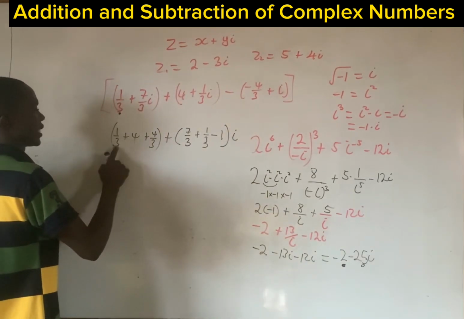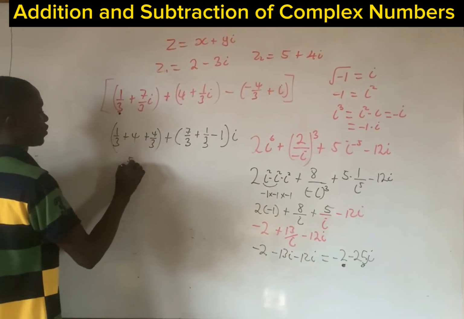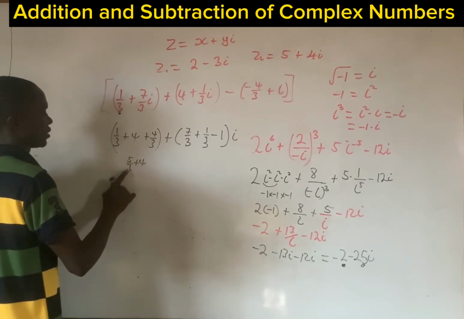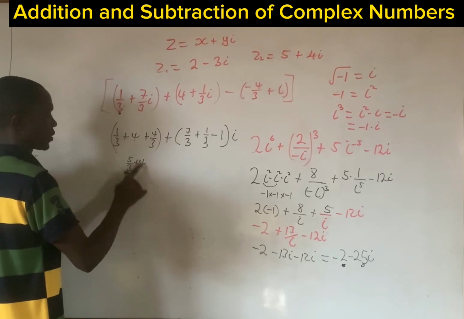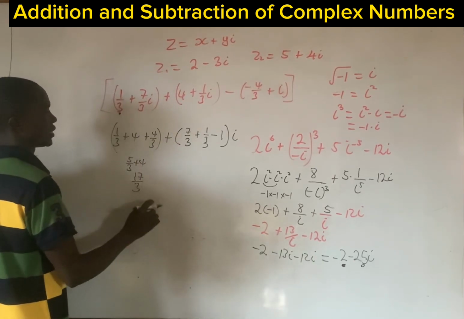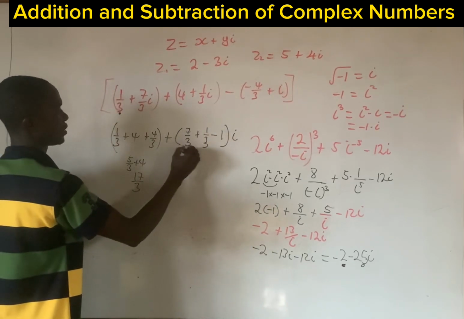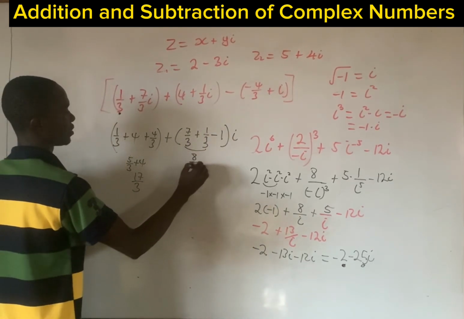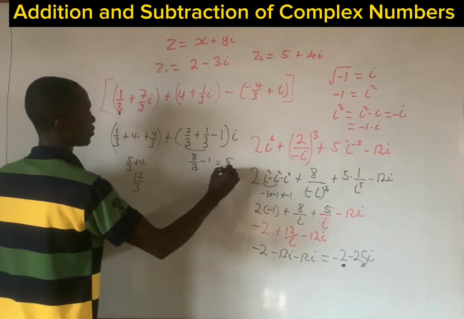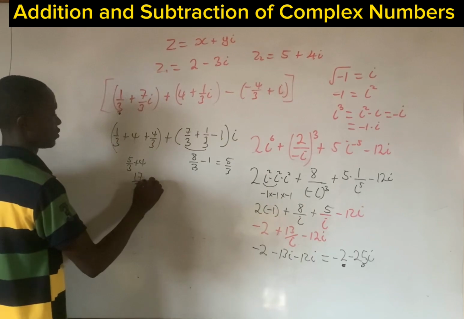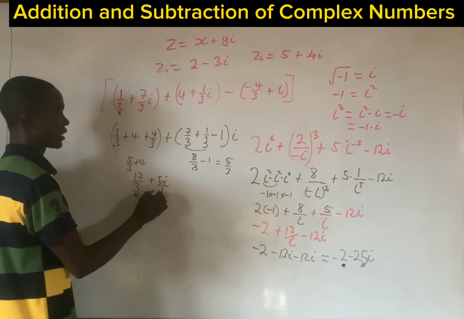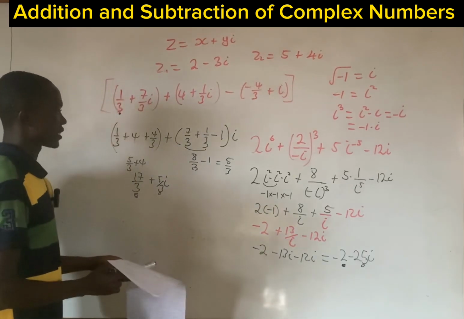Now we add this together. This will give us 5 on 3 plus 4, because 1 plus 4 is 5 on 3. 3 times 4 is 12 plus 5, that is 17 on 3. Then this one gives here 8 on 3 minus 1. This gives 5 on 3. So we have plus 5 on 3i. So this is the real part and this is the imaginary part.